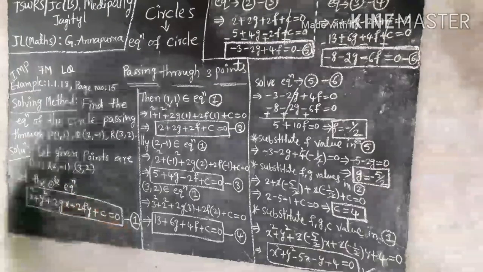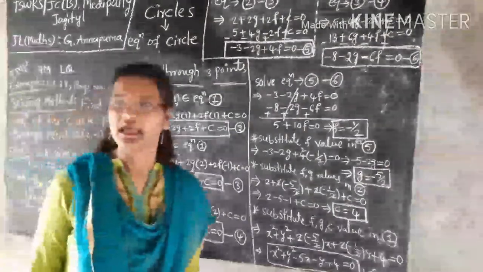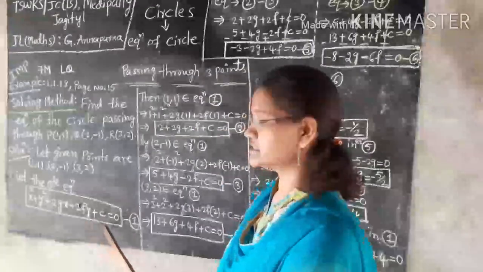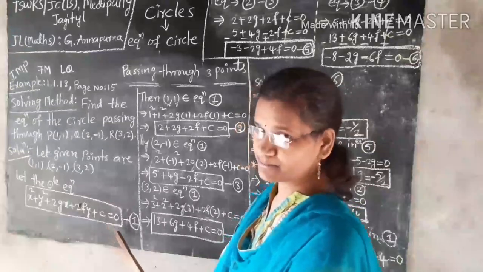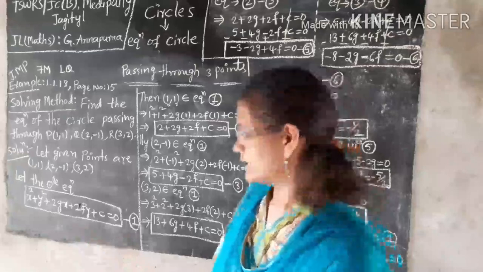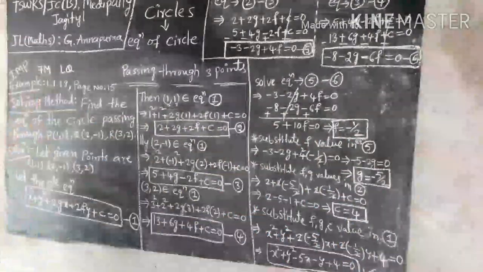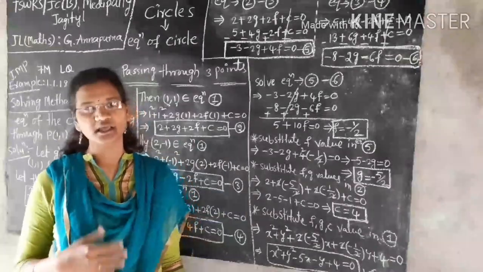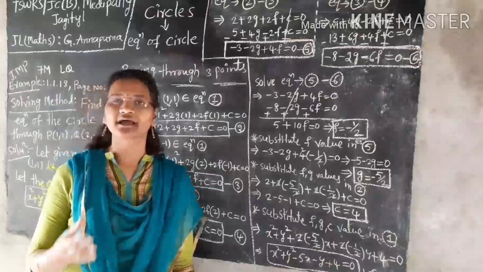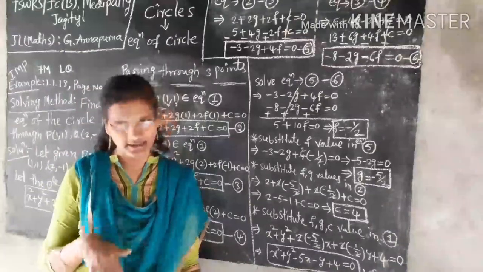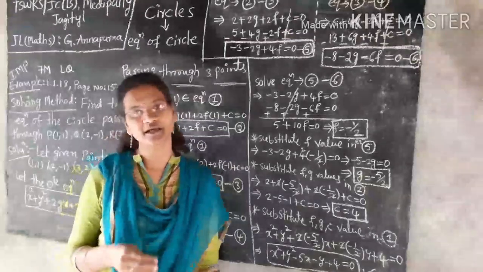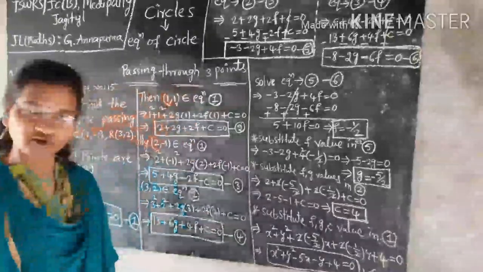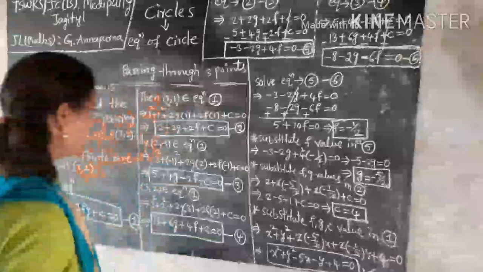Let us assume the equation of the circle as x square plus y square plus 2gx plus 2fy plus c is equal to 0. I am calling this equation 1. The circle passes through 3 points, which means that the 3 points lie on the circle. So that's why I am substituting the 3 points in equation 1.